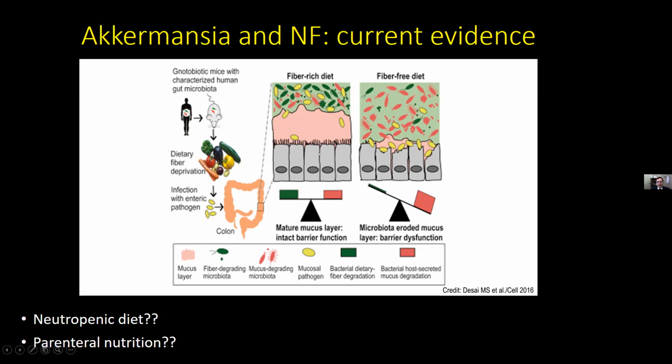So neutropenic diet is a diet that's depleted of fiber, fresh fruits, vegetables. Probably not a good idea in these patients, although one needs a randomized trial to show it. And parenteral nutrition, again, not letting patients eat particularly fiber, may not be the best idea in these patients.